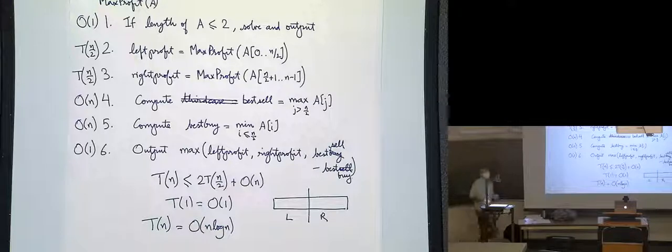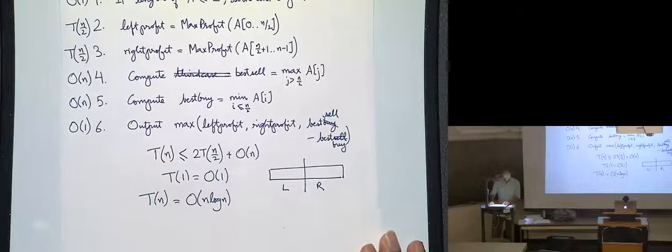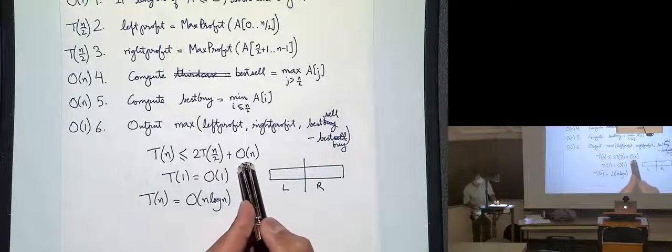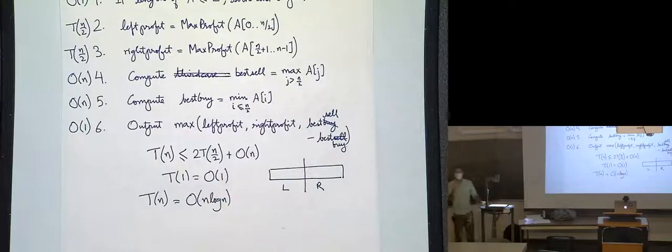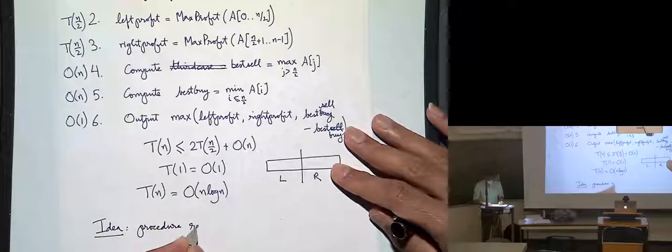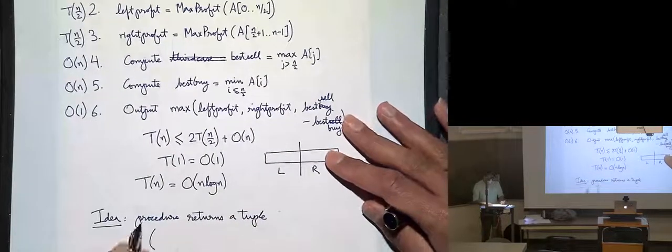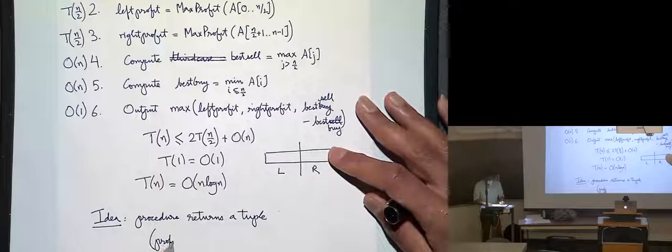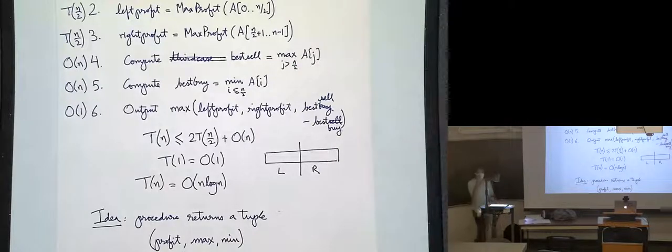So I'll write the pseudocode down. But this is a very clever operation to reduce that O of n to O of 1. And then we have to see what happens to the recurrence. The recurrence now is going to be linear time. That'll give us a linear time algorithm. So the idea is that the procedure returns a tuple, which returns the profit, the max, and the min. It's going to return three things.